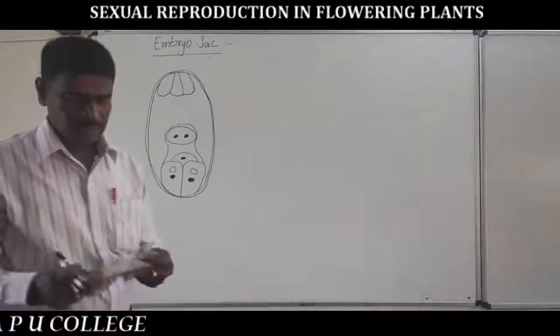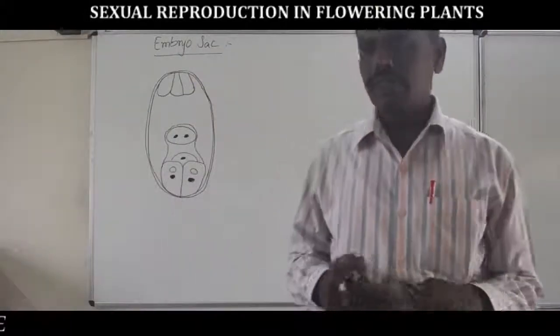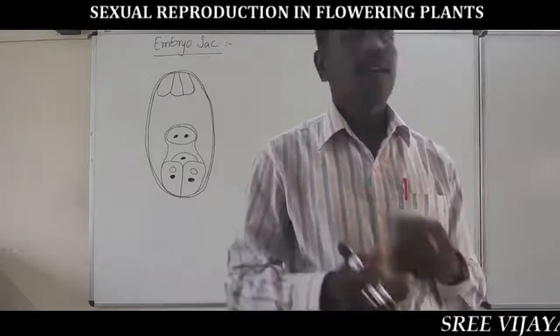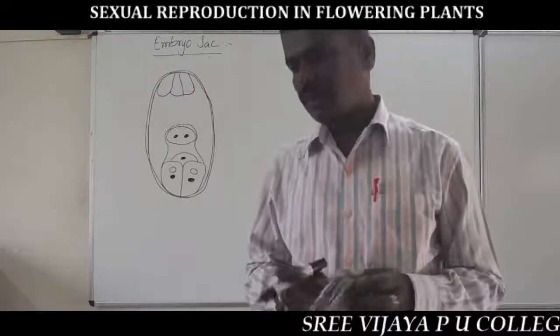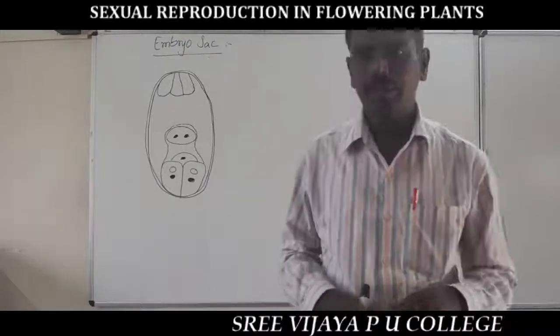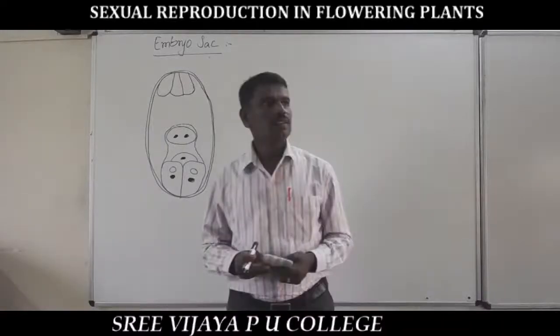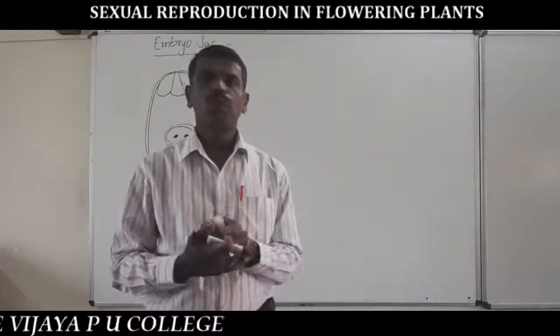Good afternoon, students. In the last class, we discussed the pollen grain, and the gynoecium part, that is the pistil, and the embryo sac. The megasporangium is the ovule.